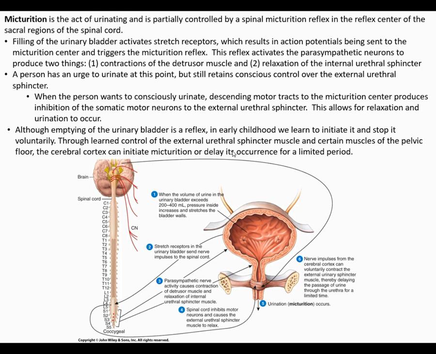Remember how we talked about how the stomach fills and there are stretch-sensitive receptors in the stomach? Same thing in our bladder. Those stretch-sensitive receptors will send signals to that sacral region of the spinal cord, and then the spinal cord responds with two things. Action potentials being sent out through parasympathetic neurons to contract the detrusor muscle and relax the internal urethral sphincter.